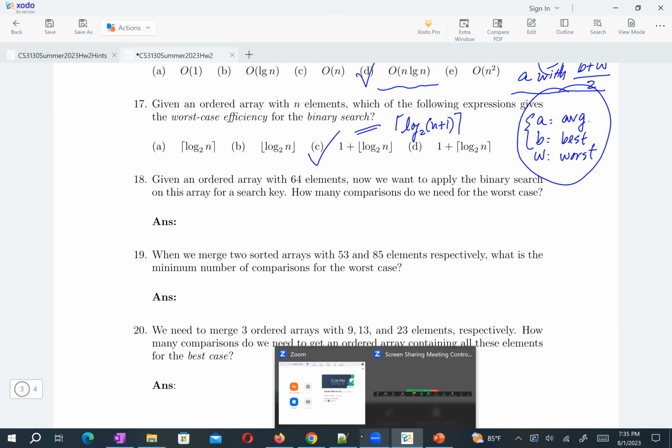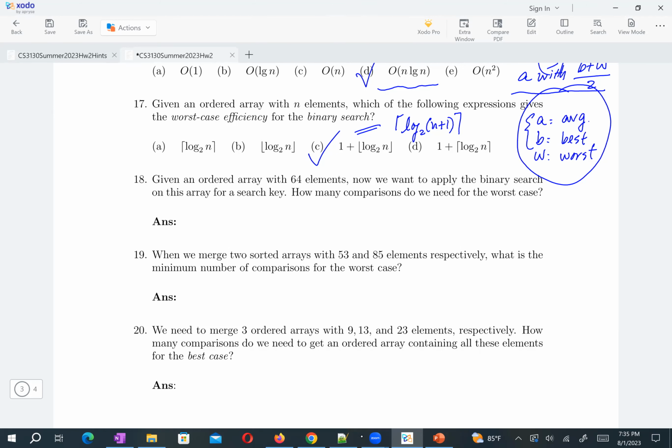64. So this question checks whether you apply the correct formula. For the worst case, you just use one of the formulas, especially because 64 is a power of 2, 2 to the 6th power. So your answer should be 7, not 6. I worry that some of you see 2 to the 6 and just put a 6 there. No, 7.